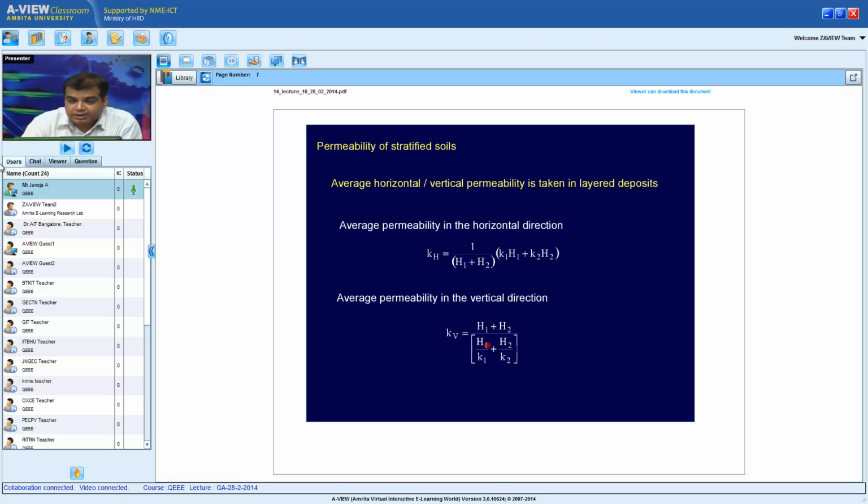Similarly, the permeability in the vertical direction through the same stratification. So you have horizontal layers, each of thickness H1, H2 and so on. I can again have KV, the average permeability for the vertical direction, as H1 plus H2 plus H3 and so on, divided by H1 over K1 plus H2 over K2 and so on. So these two expressions, for the time being, I would like you to take as given, just digest them. They are important for many numerical problems.